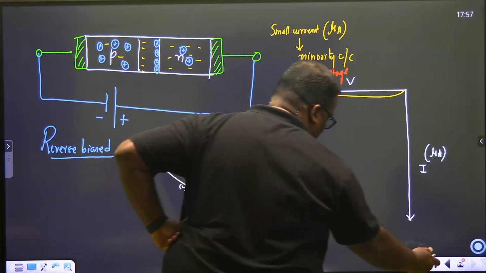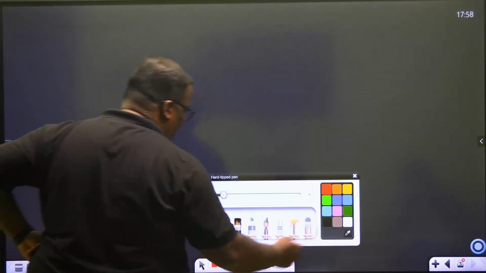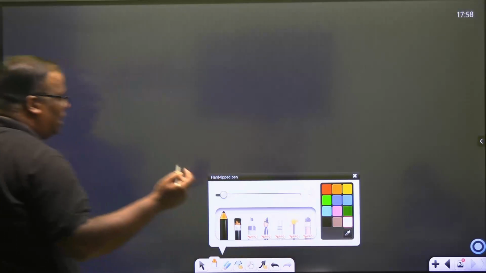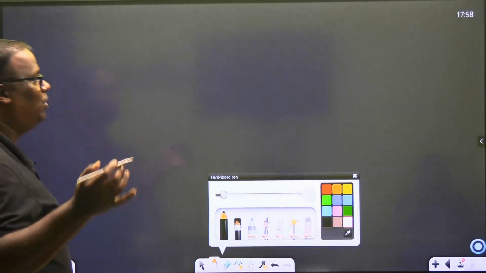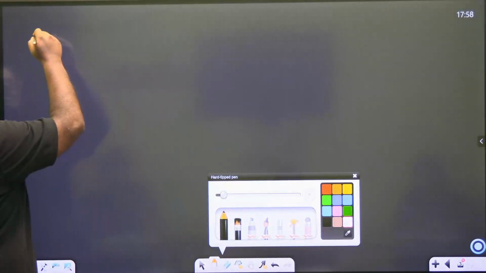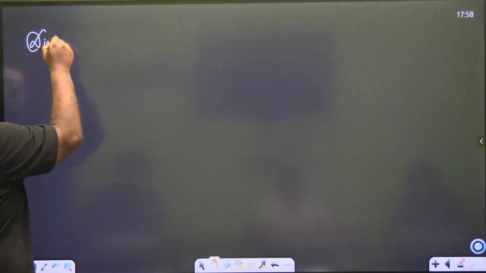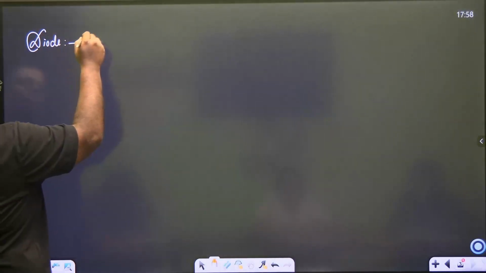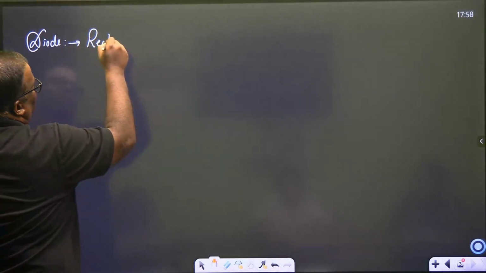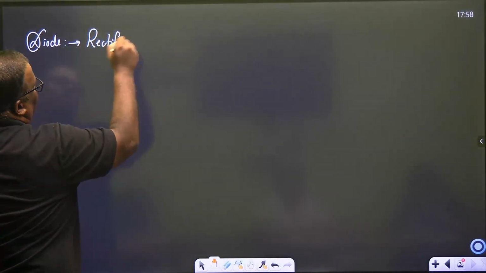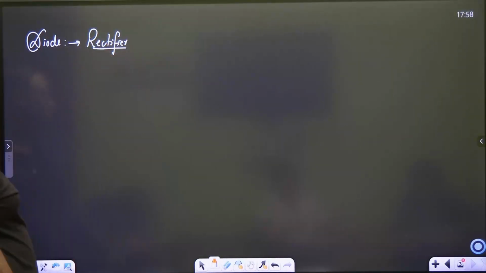Now let's see what the applications of this diode are. If I cover it like a book, you will just mug it up and you'll not understand anything. What is the beauty part of it? One use of a diode is as what we call a rectifier. If you rote-learn it, you will not understand anything. Let's understand what a rectifier is.